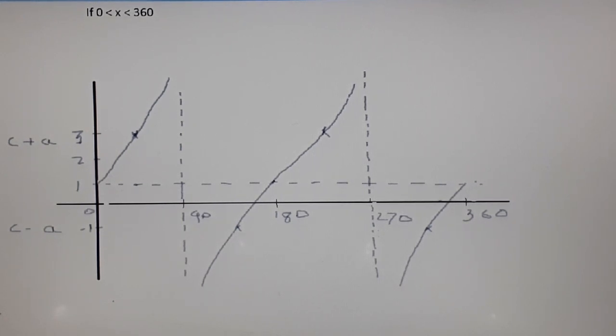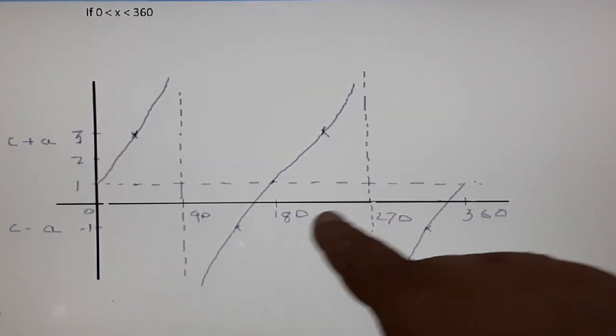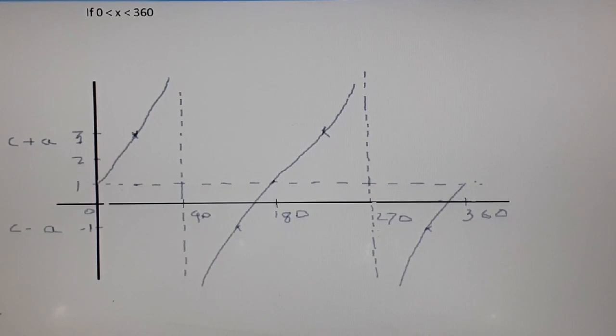So here the curve should pass from c minus a, and it should be below the axis of the curve. The second cycle, which starts from 180 and ends at 360, should be very similar to the first cycle. So in this way you can sketch your curve from 0 to 360 or beyond this.